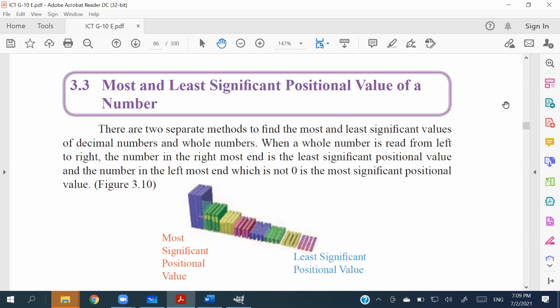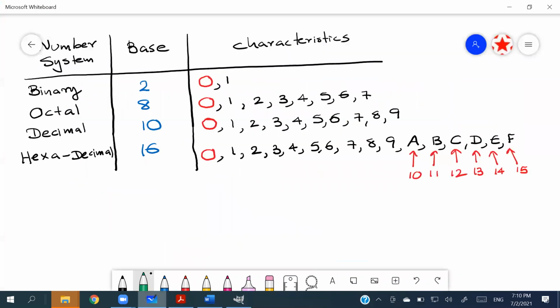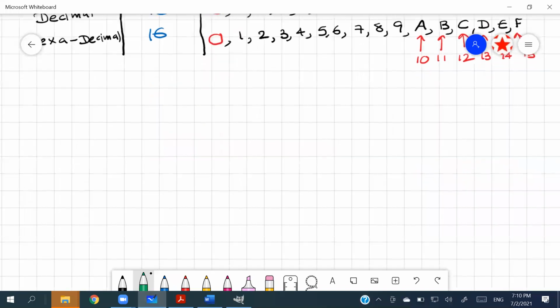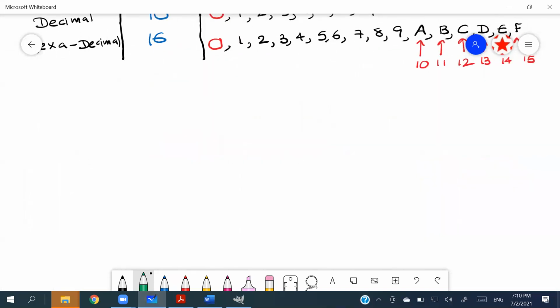For every number, there is a place that we can address as the most significant value and the least significant value, right? So how are we going to recognize this? It's easy, but you have to remember the logic, right? So the logic is this. When it comes to any number, there is always a place which indicates the least value, and the place which indicates the most value, right?